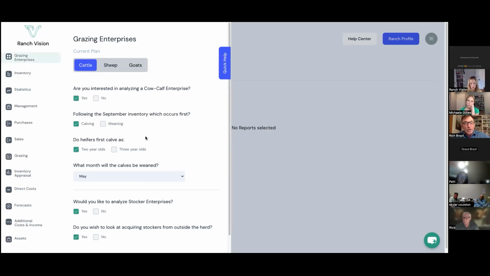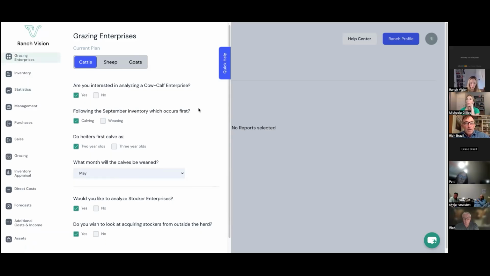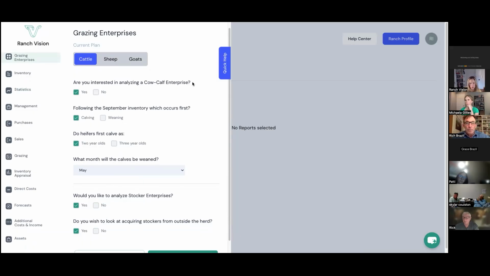The first one asks you a few more questions. This user has cattle, so, cow-calf enterprise, do you have one? Yes or no? What event happens next in the reproductive calendar, calving or weaning? Do your heifers first calve as 2-year-olds or 3-year-olds? When are these calves going to be weaned? And then do you want to look at stocker enterprises? And if you do want to look at them, do you want to look at acquiring stockers? And as you save these, it just kind of walks you down.